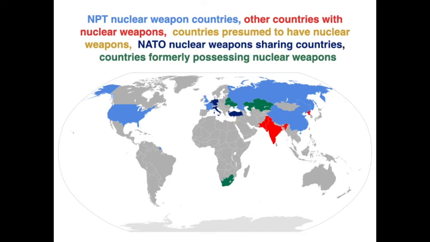And then the green is countries that used to have nuclear weapons, and they were either part of the Soviet Union and they gave them back to the Soviet Union when the Soviet Union collapsed. They gave them back to Russia, I should say. And then South Africa had nuclear weapons at one point, and they agreed to give them up in order to get support from other countries.